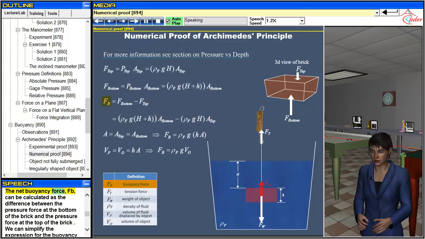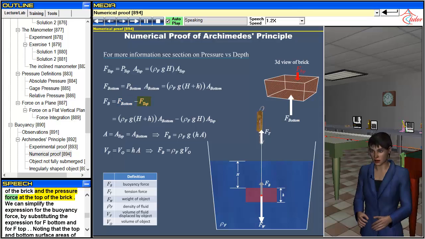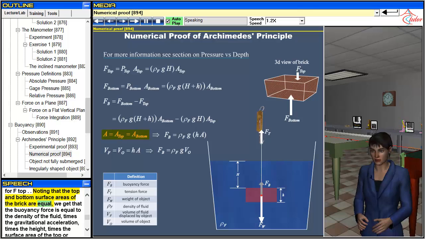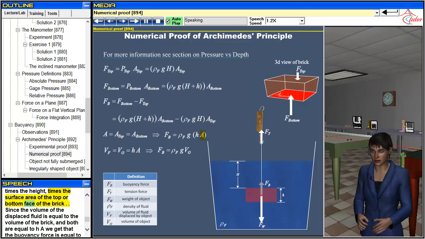The net buoyancy force, Fb, can be calculated as the difference between the pressure force at the bottom of the brick and the pressure force at the top of the brick. We can simplify the expression for the buoyancy force by substituting the expression for F bottom and for F top. Noting that the top and bottom surface areas of the brick are equal, we get that the buoyancy force is equal to the density of the fluid times the gravitational acceleration times the height times the surface area of the top or bottom face of the brick.